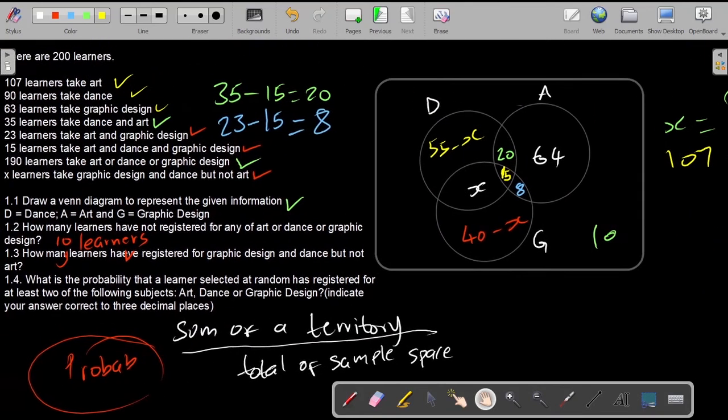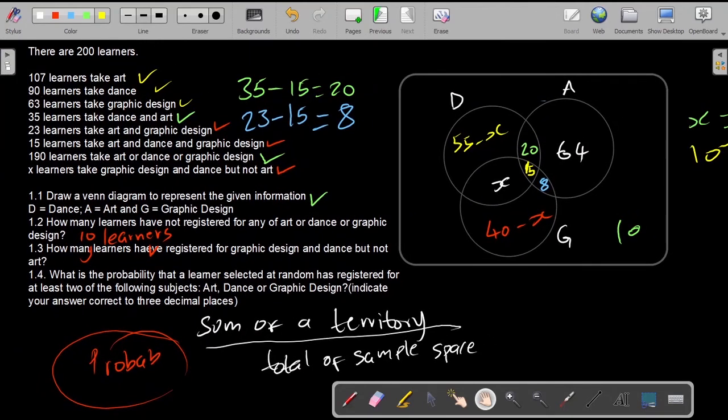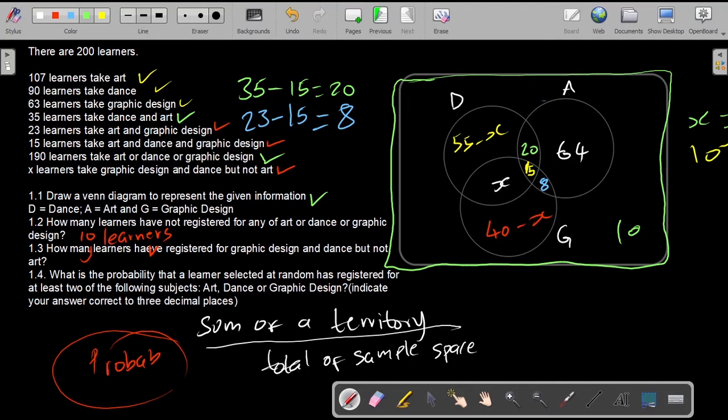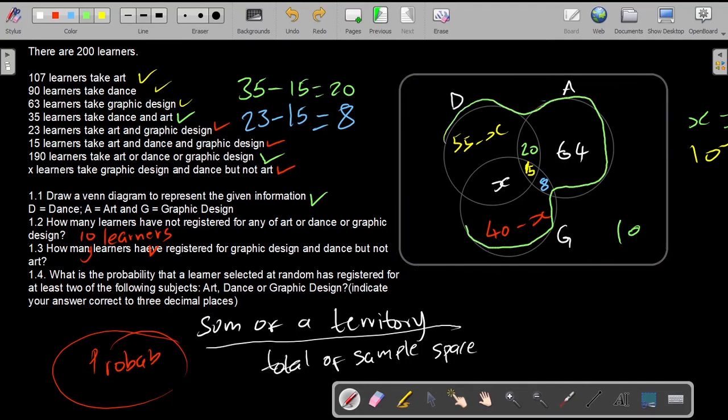So the question was, how many learners are registered for graphic design and dance but not art? So we have to exclude that art portion and only focus on D and G. And that is the x, and that is how you find the x. You basically add everything up and make sure it adds up to the total number of learners, or you can only focus on this section, which is D or G or A, and the sum of that should be 190 as given in the question. Either way, you should get the correct answer by doing that.